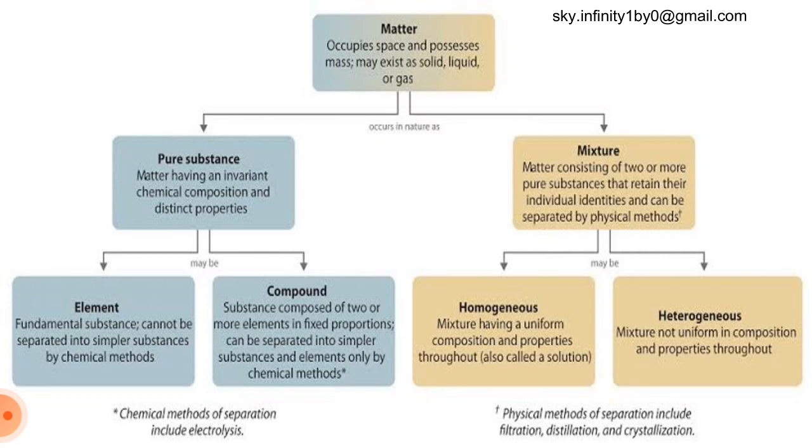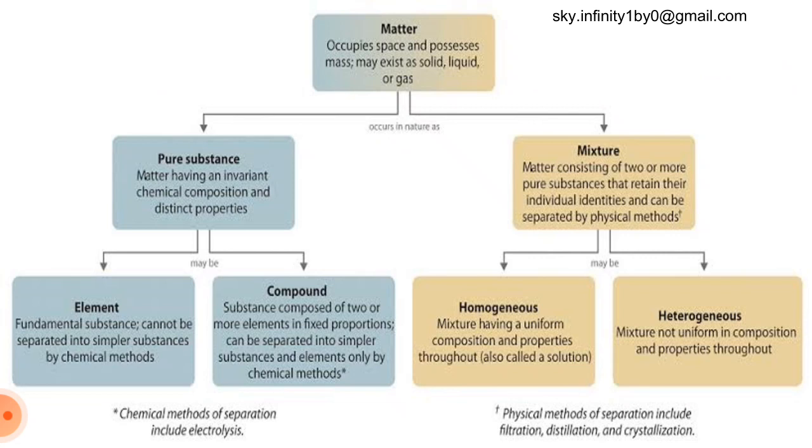Now let's classify the matter. A matter which occupies space and has mass can be divided into two subclasses: the pure substance and a mixture. A pure substance has distinct properties, whereas a mixture does not have distinct properties. Mixtures consist of two or more pure substances. A pure substance is further divided into elements and compounds.